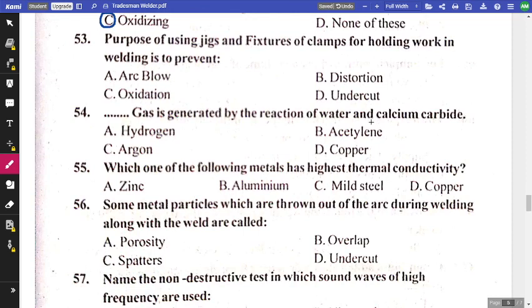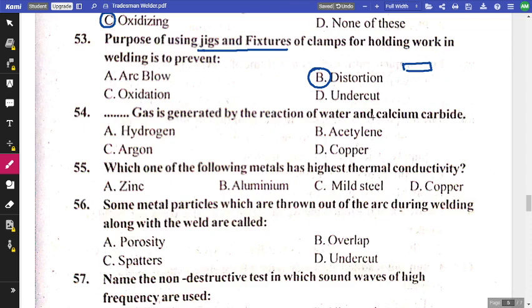The purpose of using jigs and fixtures or clamps for holding work in welding is to prevent: arc blow, distortion, oxidation, or undercut. Jigs and fixtures are holding devices for holding the weld work. To avoid distortion during the welding operation, the job should not distort, and to avoid that, we will be using jigs and fixtures.